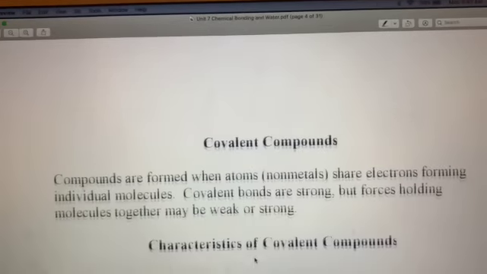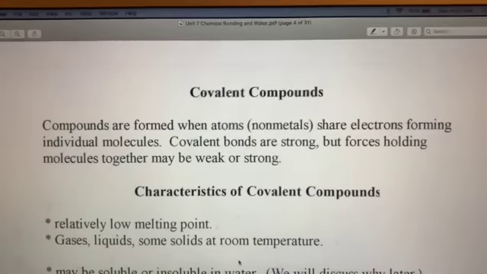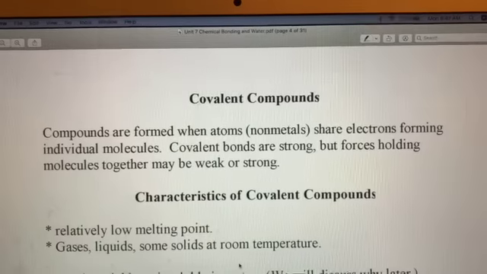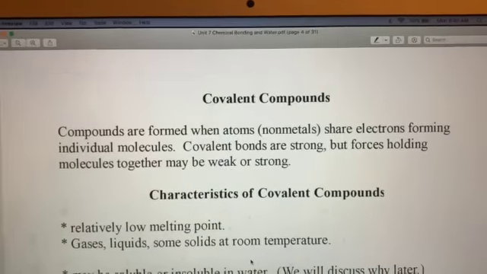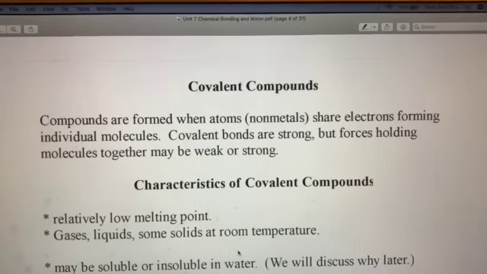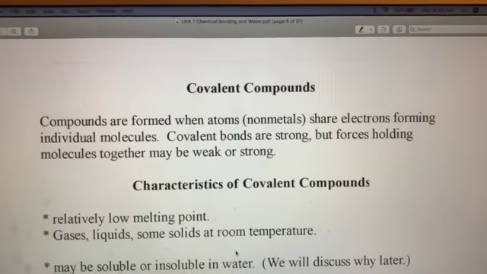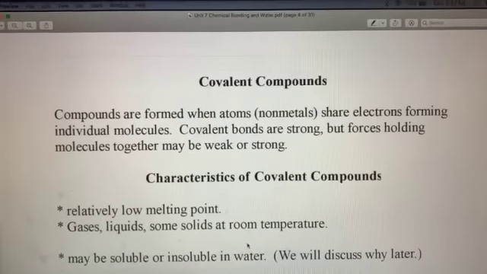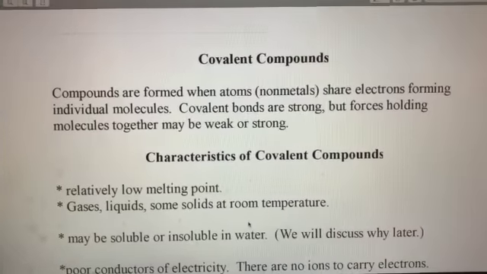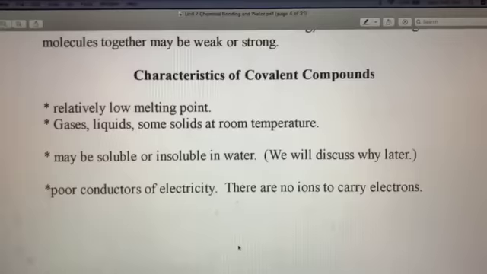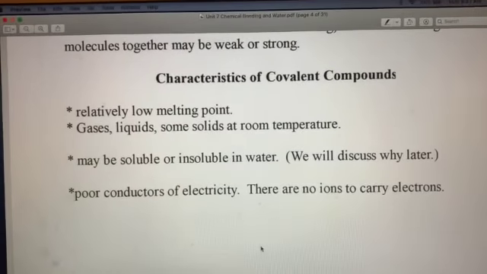All right, let's move on to talk about covalent compounds. These are compounds that are formed when nonmetals share electrons. This gives us individual molecules. The covalent bonds themselves are strong, what holds the atoms together. But what holds one molecule to another molecule, some are strong and some are weak. And this is important because it's going to give us some really large variation in its characteristics.